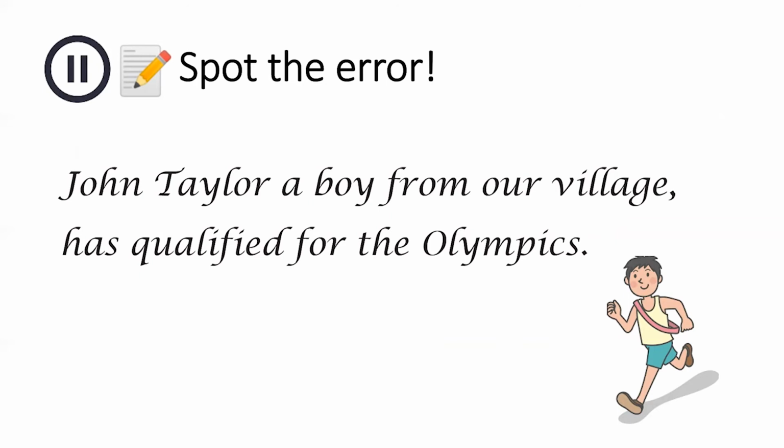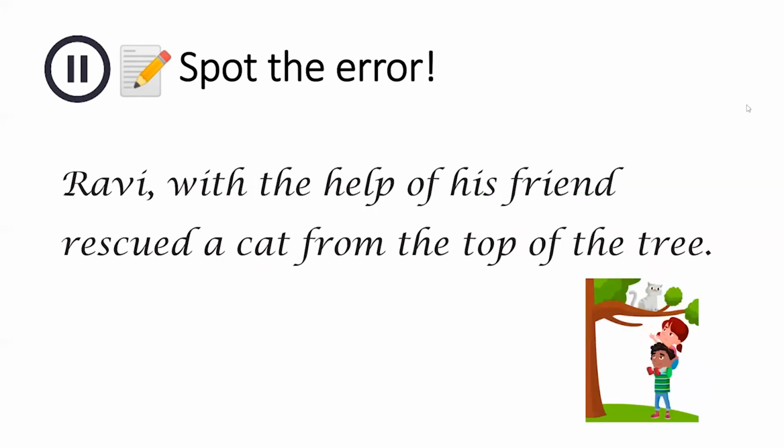Have you spotted it? So we've got a boy from our village. It's the extra information. If I read John Taylor has qualified for the Olympics, that makes sense on its own. So the added information is a boy from our village. And we know that that should have commas either end. You had a comma this end, but we didn't have a comma at the beginning of the extra information. Did you get it right? Let's try the next one.